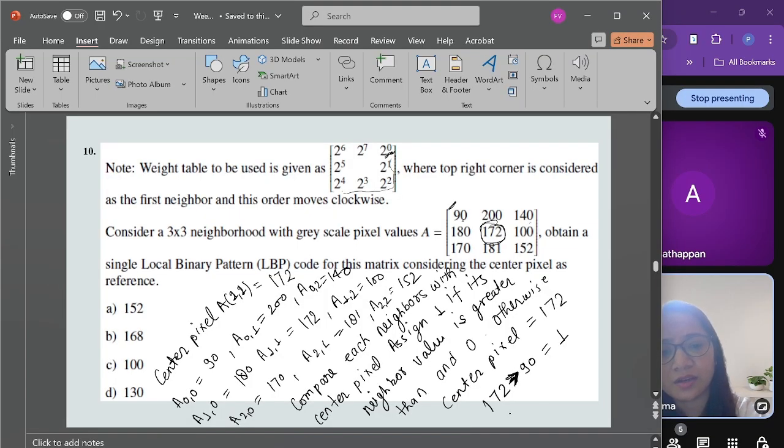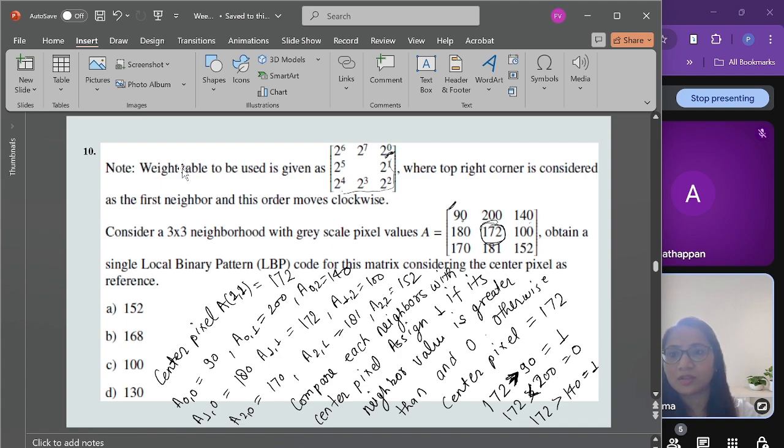Now again 172, sorry, it is less than 200. If you take the next pixel, A01, assign 0. Now again 172, it is 140, so that means the center is greater than this one, so again assign 1. Similarly we have to calculate for all the values in the given matrix A.